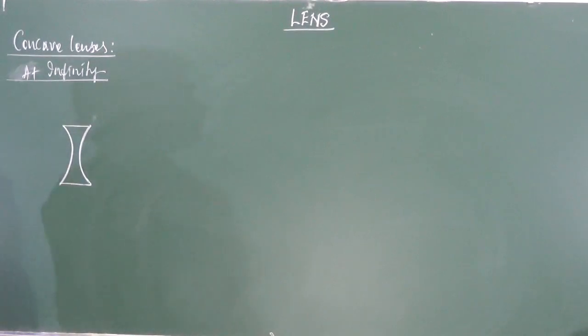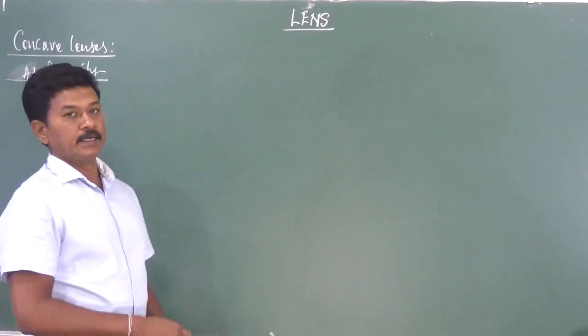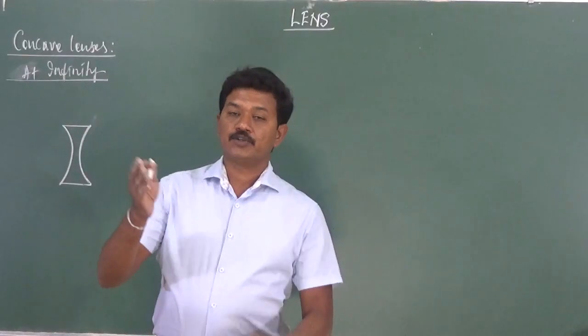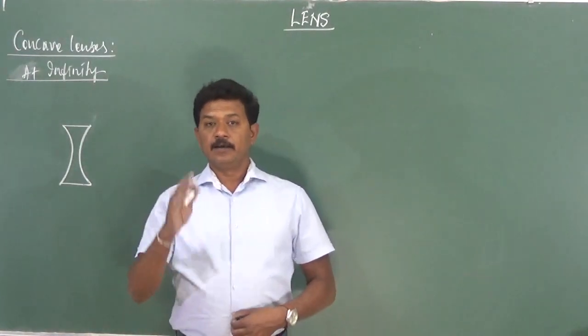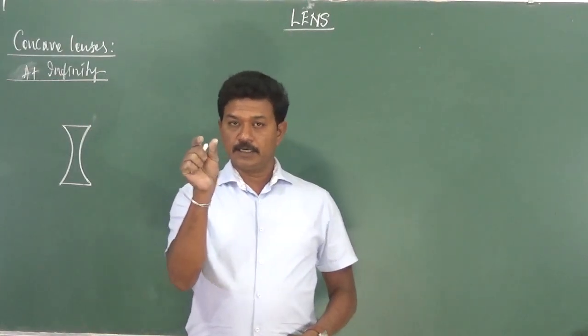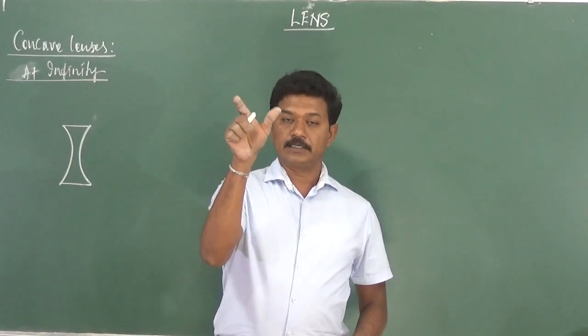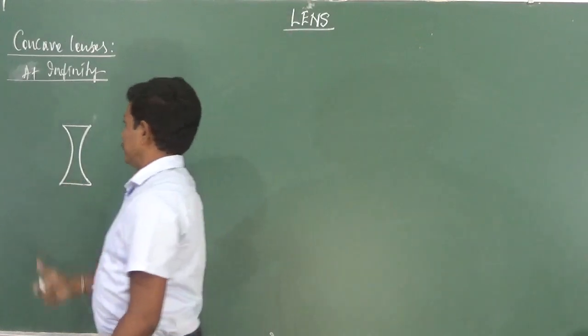How the image is formed. So here we can recall the definition of a concave lens. A concave lens has two refracting surfaces, where both the refracting surfaces are spherical in nature, but which is thin at the center and thick at the edges. So this is called a concave lens.